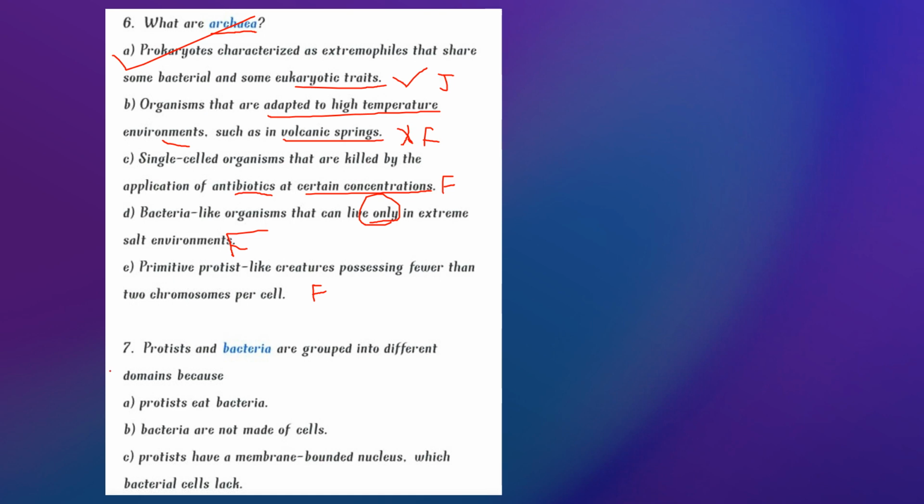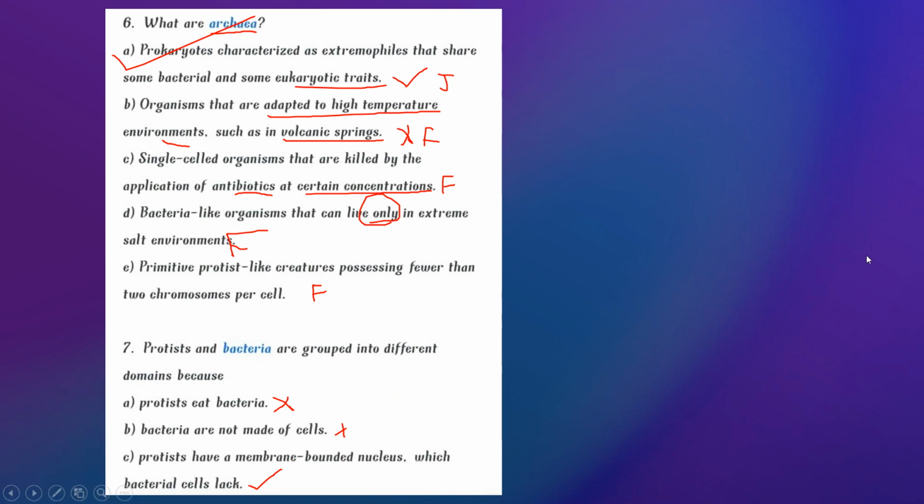Okay. Then question, protists and bacteria are grouped into different domains because protist eats bacteria. No. Bacteria are not made up of cells. See, this is also made up of cells. Protists have a membrane bounded nucleus which bacteria cells lack. Okay, this is true. Protists and bacteria are grouped into different domains because protists have a membrane bounded nucleus. Protist is a eukaryotic organism, whereas the bacteria cells lack it because bacteria is a prokaryotic.